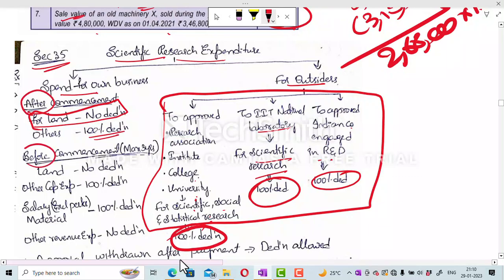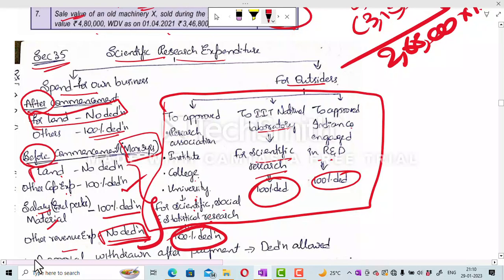But before commencement, up to a maximum of 3 years, if we have made some investment in land, always no deduction. But for any other capital expenditure, 100% deduction is available. So for before commencement up to 3 years, if we incur any expense on material and salary, we can get 100% deduction. Any other revenue expenditure, no deduction. Okay, remember this as it is, don't get confused. Land anywhere no deduction, but the other thing for which we don't get deduction is revenue expenditure except salary and material.